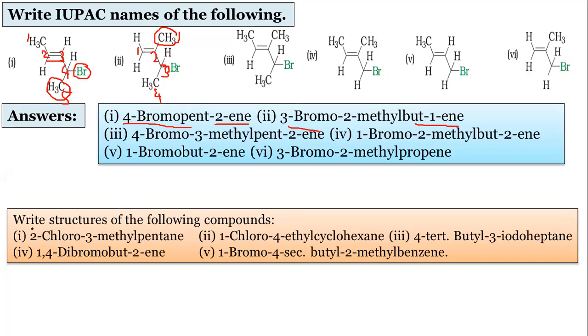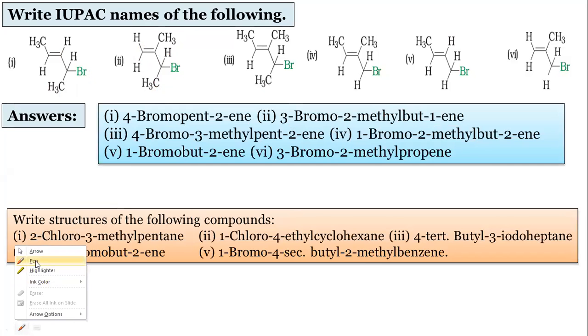This is also a solved example. This only we have to write in your notebook. Write the structures of the following compounds: 2-chloro, 3-methyl pentene. These structures we have to draw in your notebook.